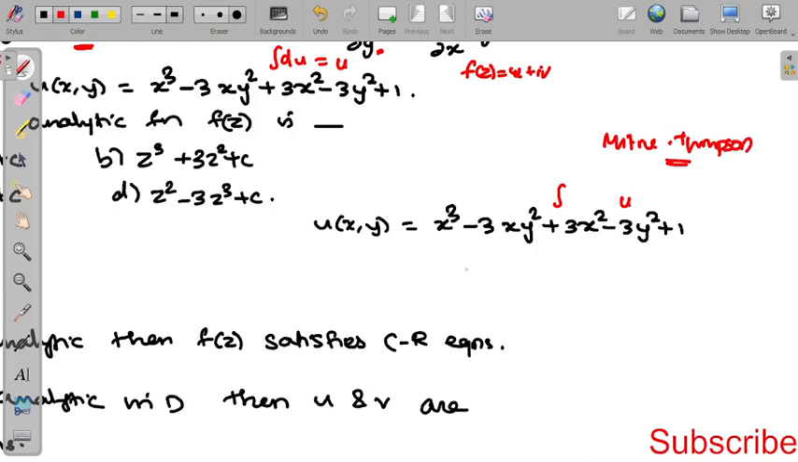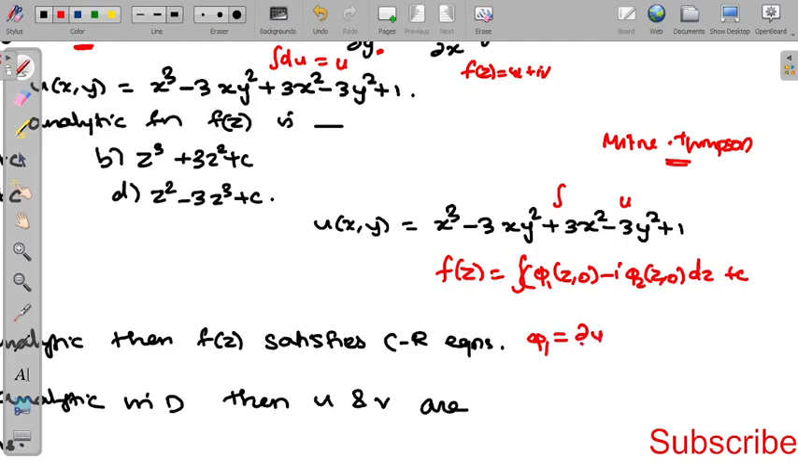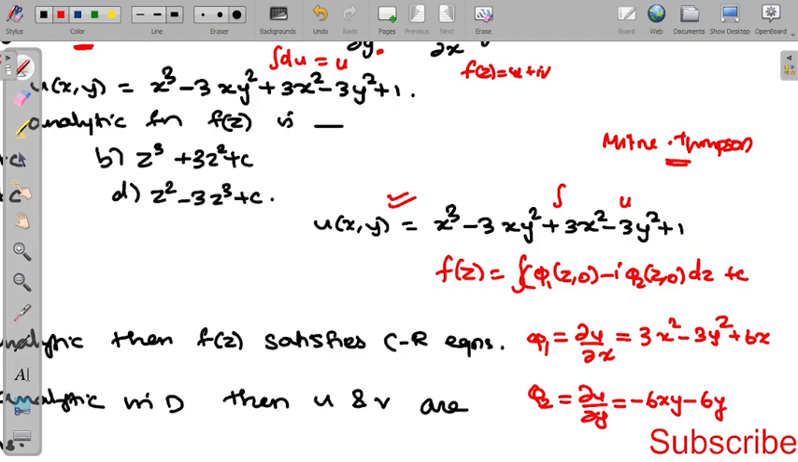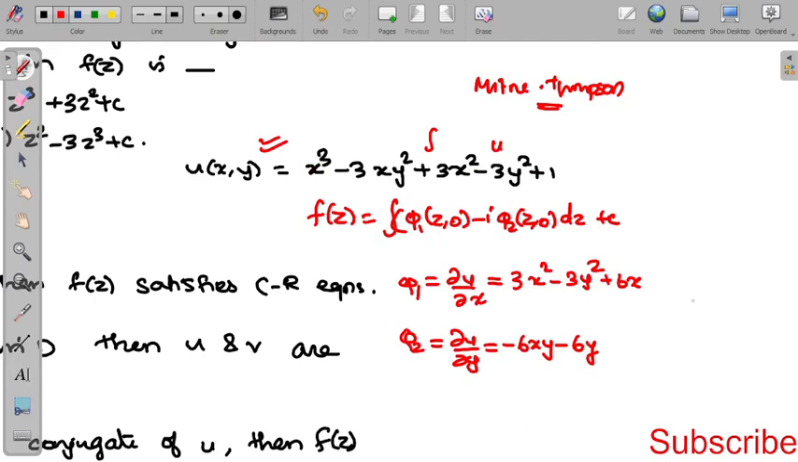So here the real part is given, the formula is f is equal to integral phi 1 of z comma 0 minus i phi 2 of z comma 0 into dz plus constant c, where phi 1 is equal to dou u by dou x. So from this, dou u by dou x is 3x square minus 3y square plus 6x. Again phi 2, that is equal to dou u by dou y, which is equal to minus 6xy minus 6y, right? And we can see both are also defined at the point z comma 0.